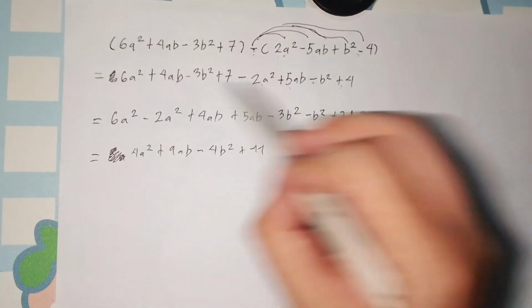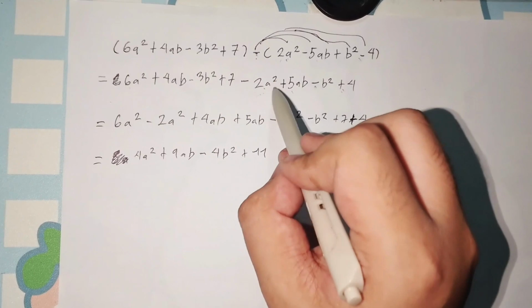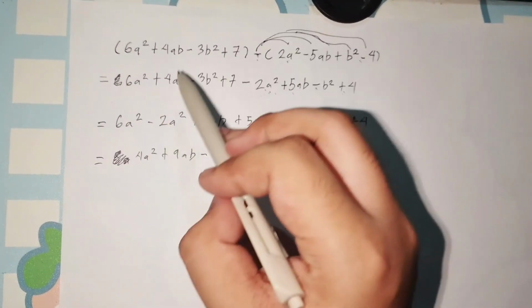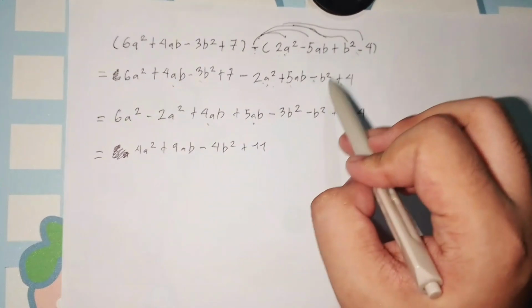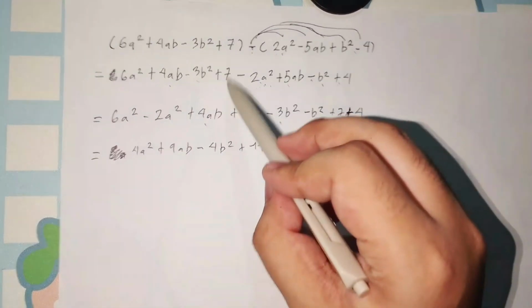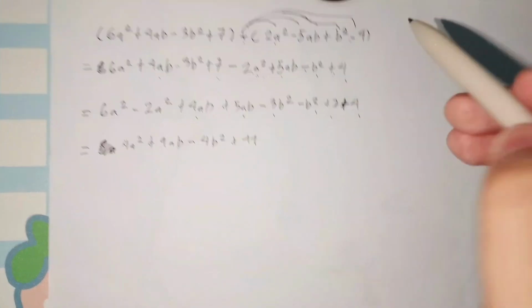Now we're grouping them. So 6a squared and 2a squared will be this side, 4ab and 5ab will be this side, and 3b squared and b squared will be there, and 7 plus 4 is there.